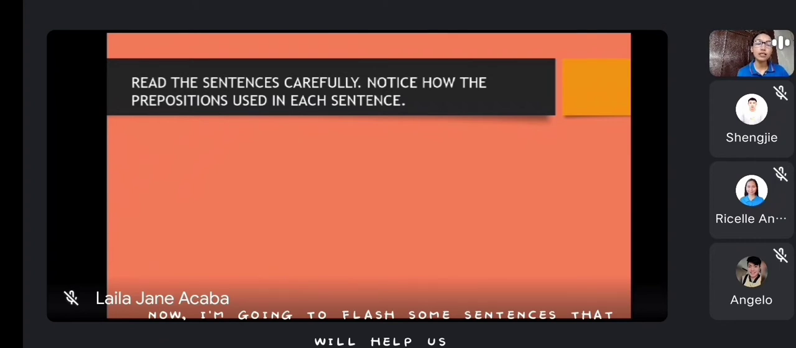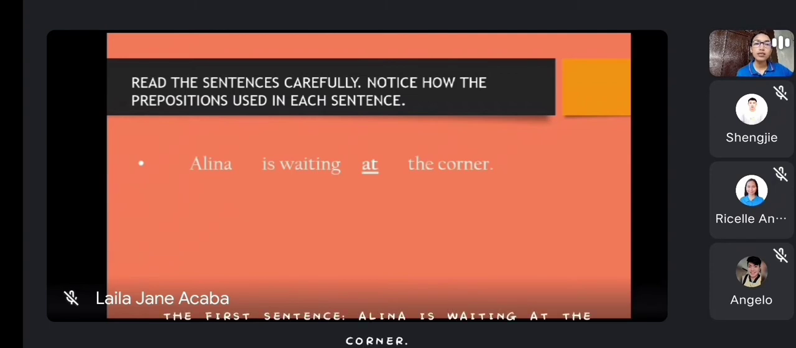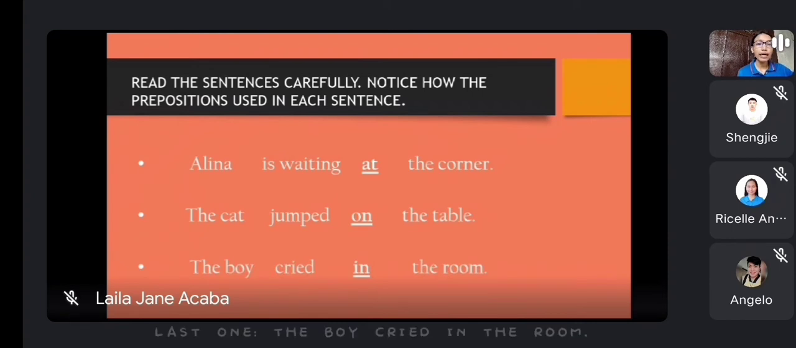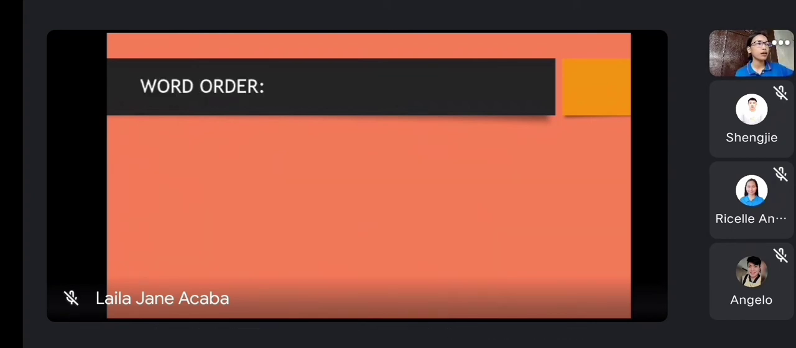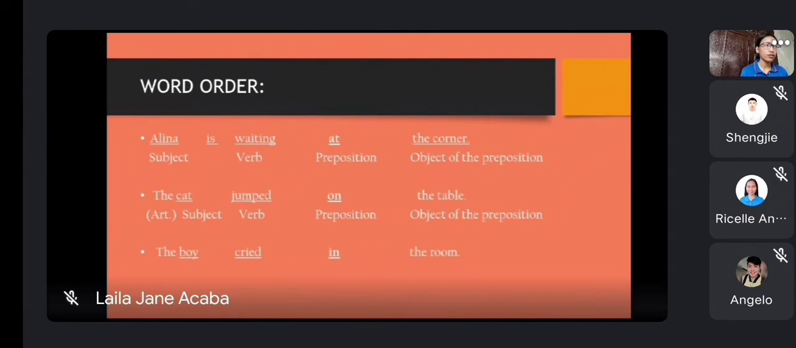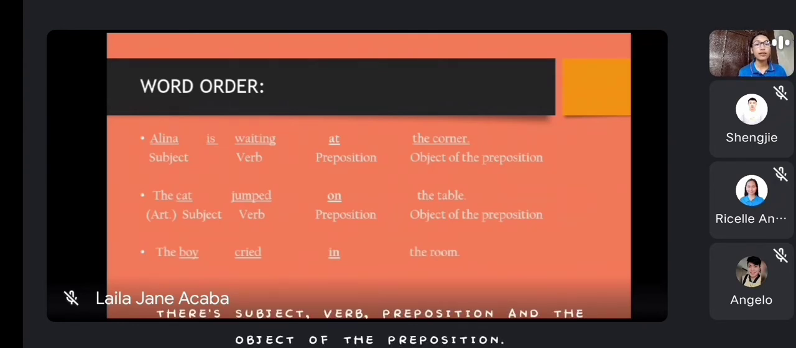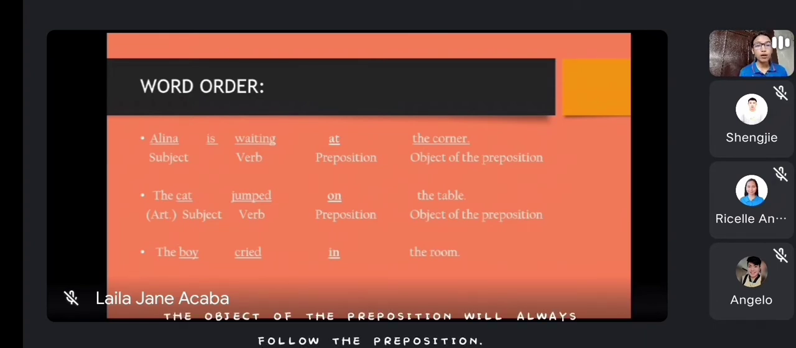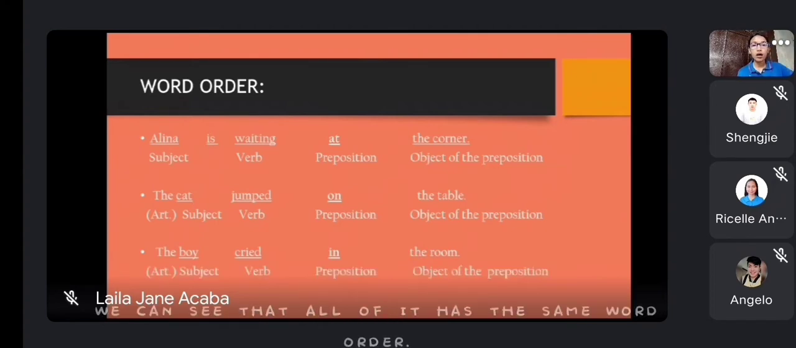Now I'm going to flash some sentences that will help us in learning the different use of at, on, and in. The first sentence is, Alina is waiting at the corner. The next one, the cat jumped on the table. The boy cried in the room. These are the common word order when we use prepositions: subject, verb, the preposition, and the object of the preposition. The object of the preposition will always follow the preposition. You can see that all of them have the same word order.